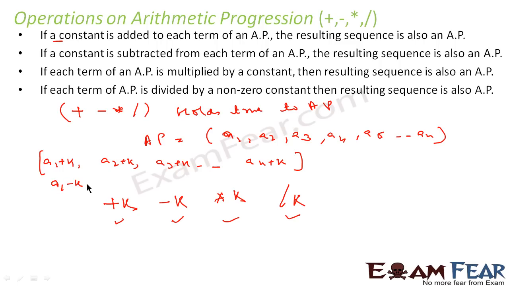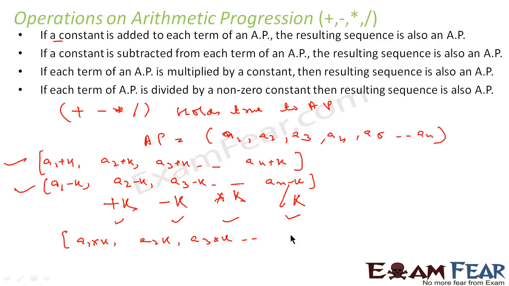Similarly, if you subtract, this becomes A1 minus K, A2 minus K, A3 minus K, up to AN minus K. This is also an AP. Similarly, when you say A1 into K, A2 into K, A3 into K, till AN into K, this is also an AP. And when you say A1 by K, A2 by K, A3 by K, up to AN by K, this is also an AP.